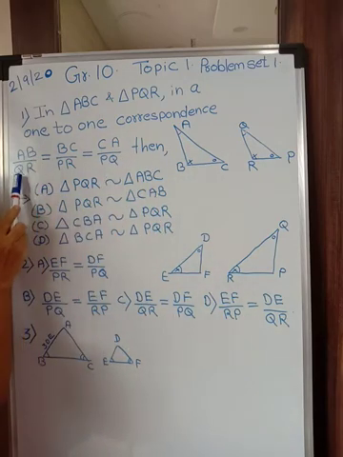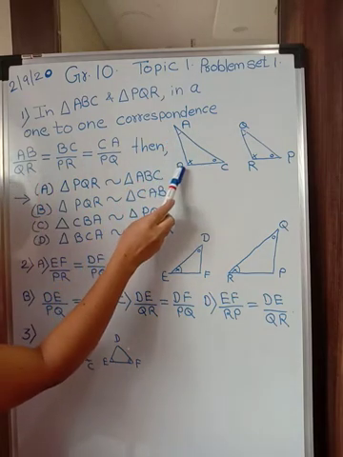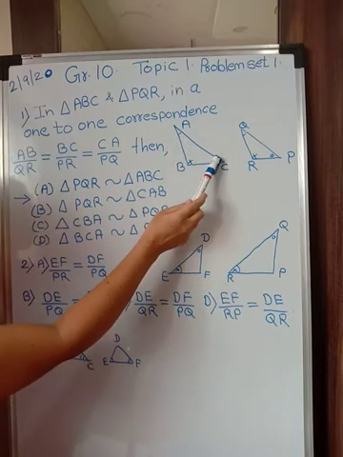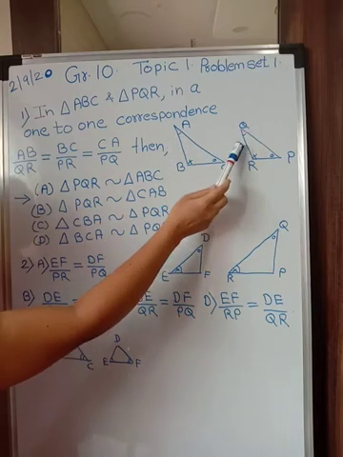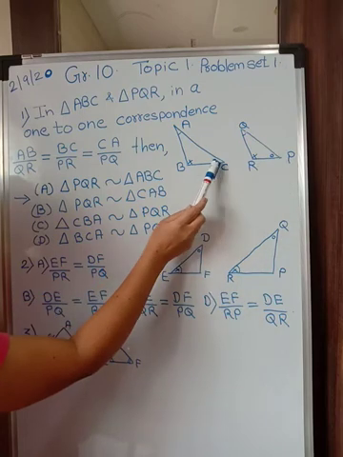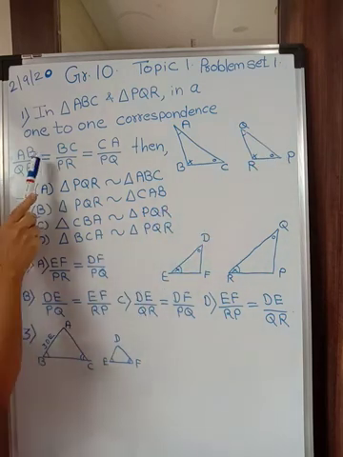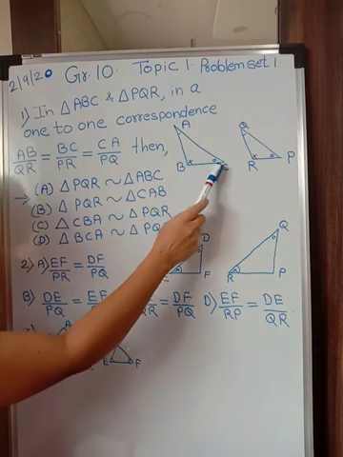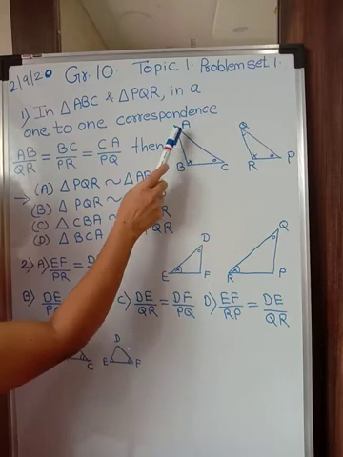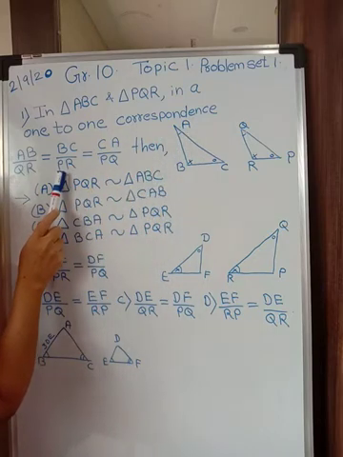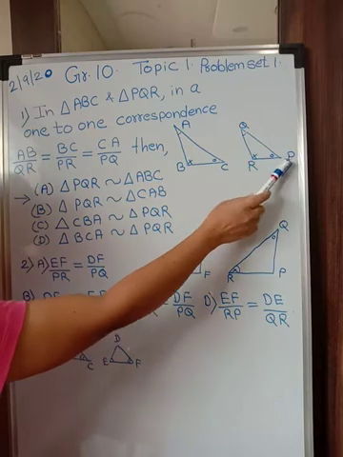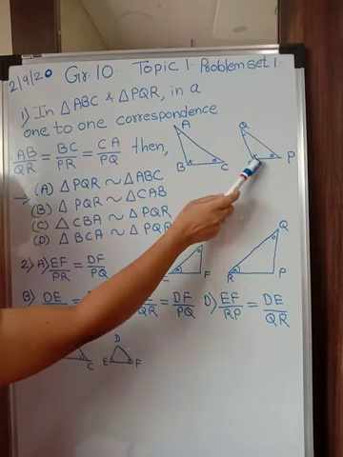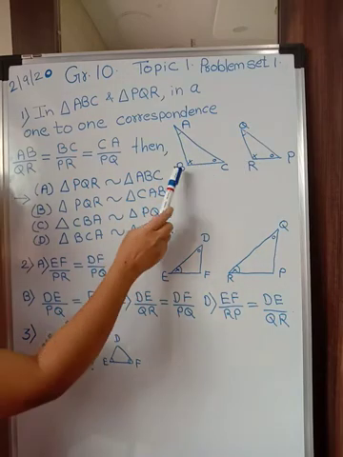Now see AB upon QR. Which is the angle opposite to AB? It is angle C. And opposite to QR will be angle P. So I have written angle C is equal to angle P. Now this is in proportion with BC upon PR. Opposite to BC is angle A. So angle A should be equal to the angle opposite to side PR. Which is opposite to PR? It is Q. So A will be equal to Q. Once you get these two angles, the third angle will be automatically equal to the other. So angle B is equal to R.